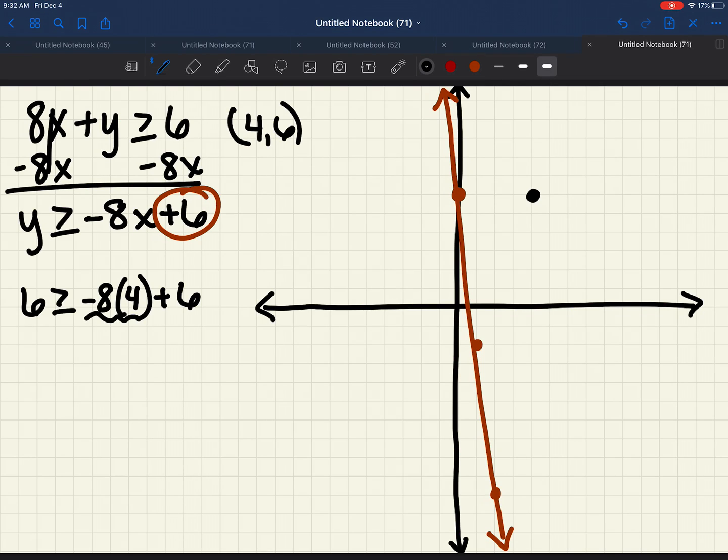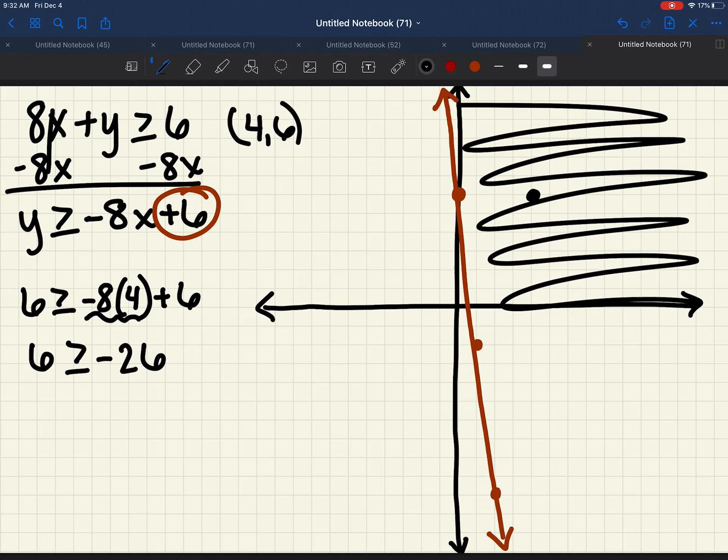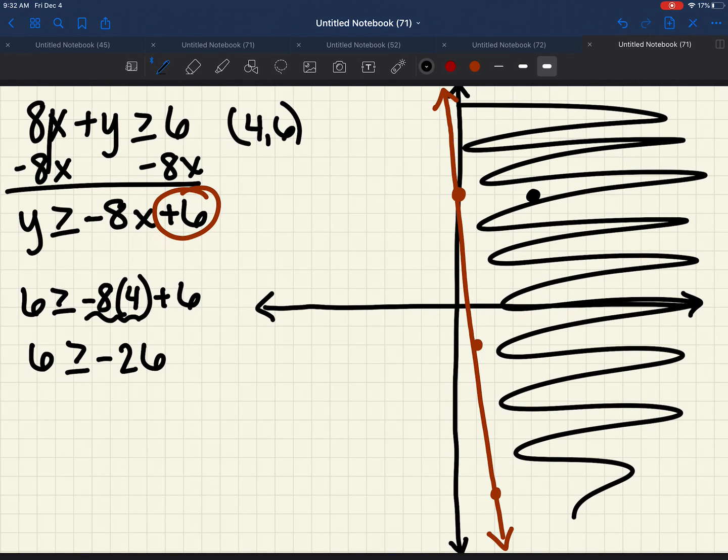Okay? All right, what is negative 8 times 4? And what's negative 32 plus 6? Okay? Is positive 6 greater than or equal to negative 26? Yes, so it's a true statement, so I shade where the point is at, everything on that side. Okay, how do we feel about this?